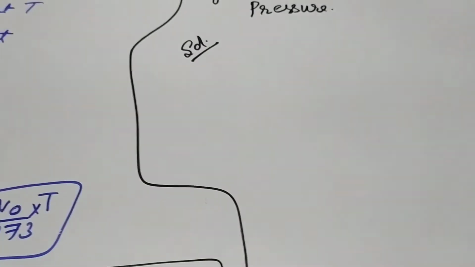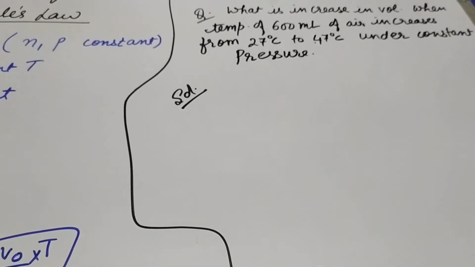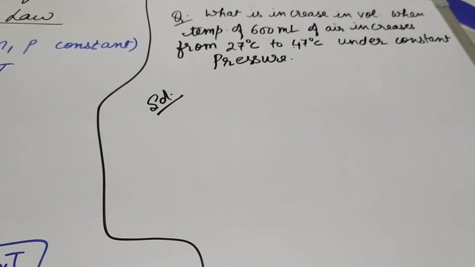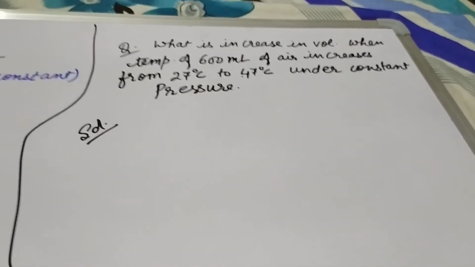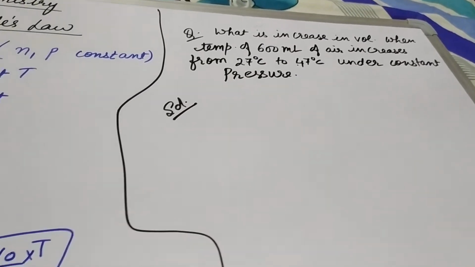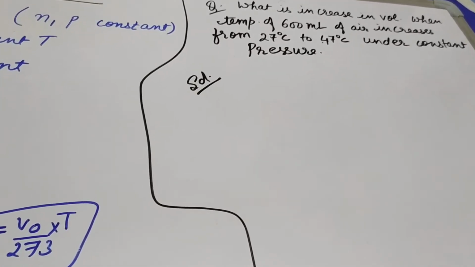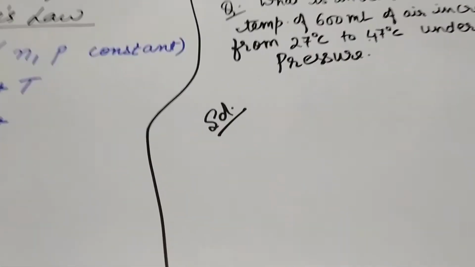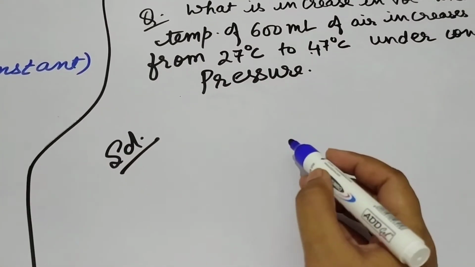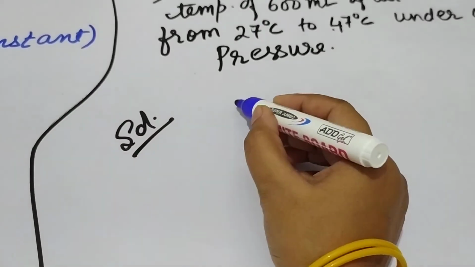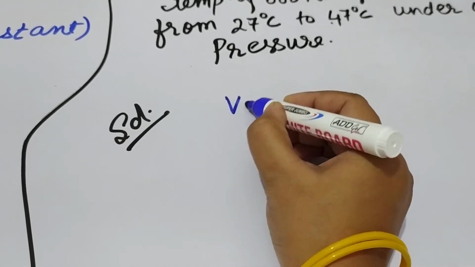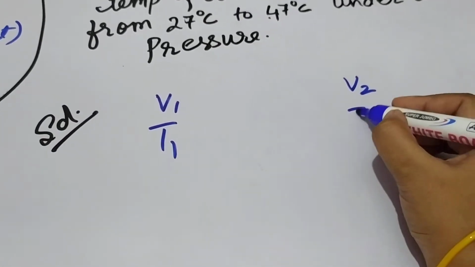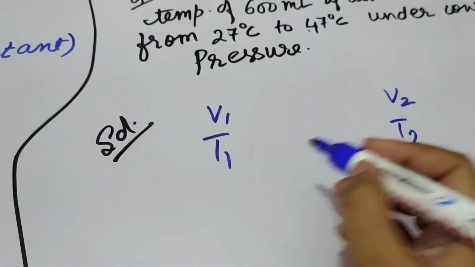Now we'll solve a numerical here. What is the increase in volume when the temperature of 600 ml of air increases from 27 to 47 degrees Celsius under constant pressure? So in this case, because constant pressure has been given, we will apply Charles' law, for which we need 3 quantities given, and one we have to find out. So we'll write V1, V2 and T1, T2.